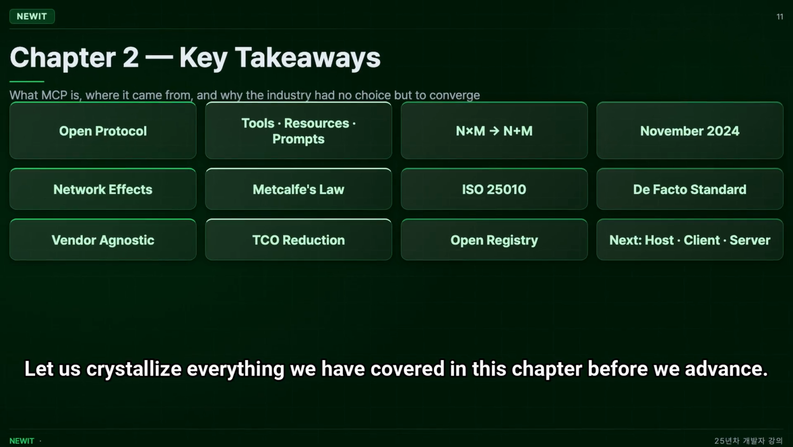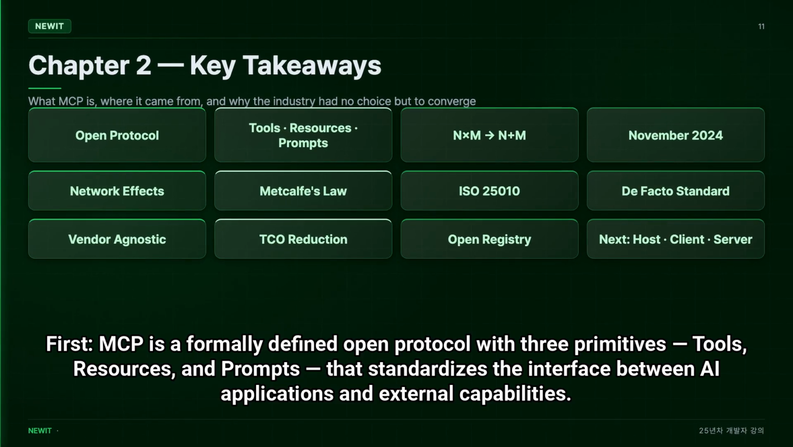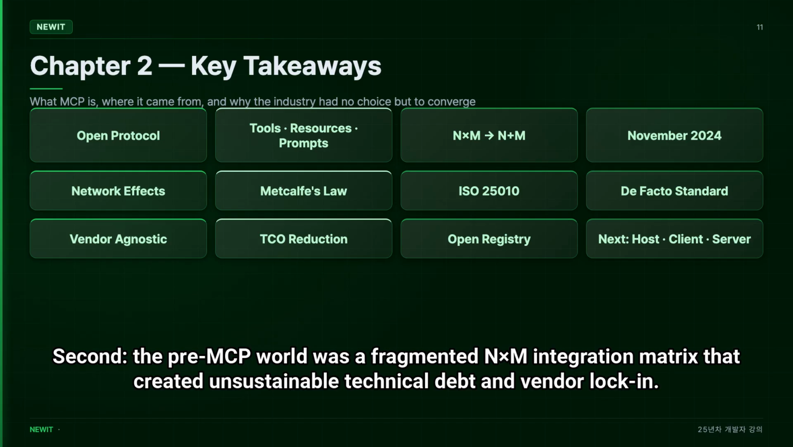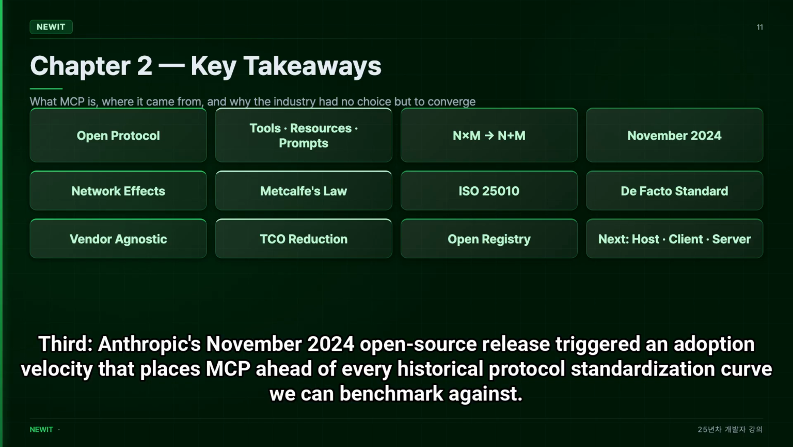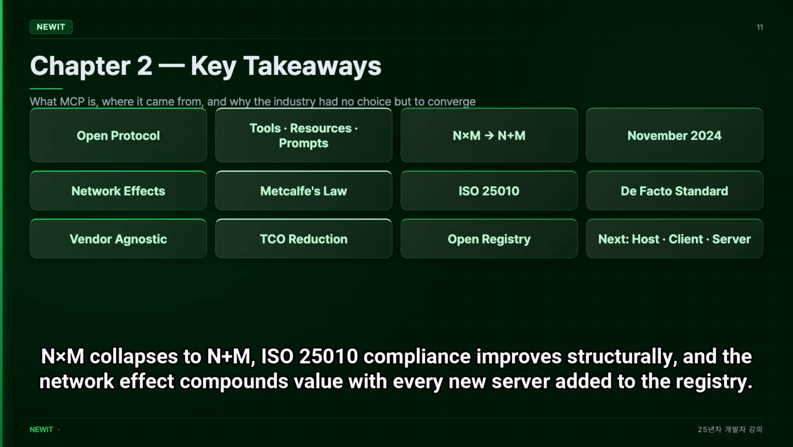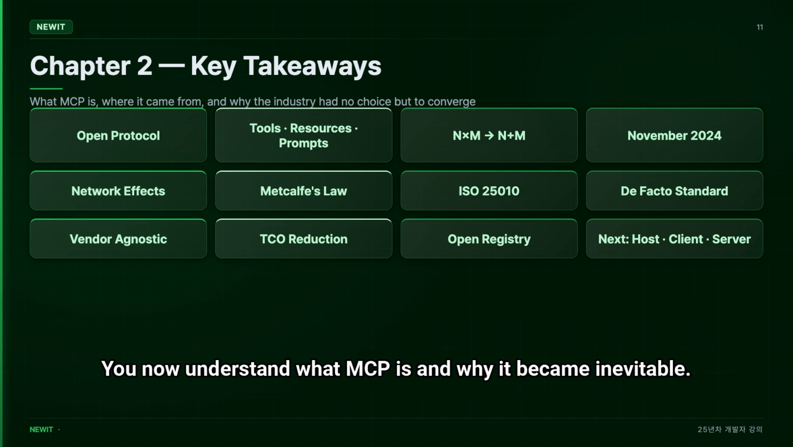Let us crystallize everything we have covered in this chapter before we advance. First, MCP is a formally defined open protocol with 3 primitives: tools, resources, and prompts, that standardizes the interface between AI applications and external capabilities. Second, the pre-MCP world was a fragmented N×M integration matrix that created unsustainable technical debt and vendor lock-in. Third, Anthropic's November 24 open source release triggered an adoption velocity that places MCP ahead of every historical protocol standardization curve we can benchmark against. And fourth, the economic case is not philosophical, it is mathematical. N×M collapses to N plus M, and the network effect compounds value with every new server added to the registry.